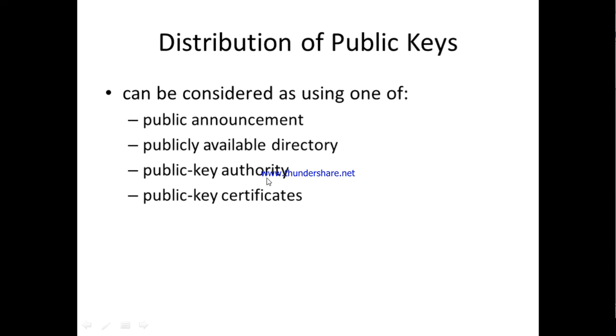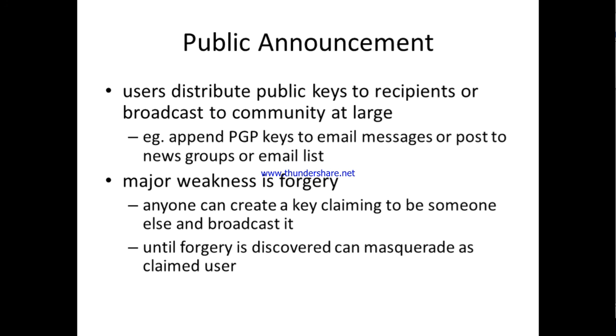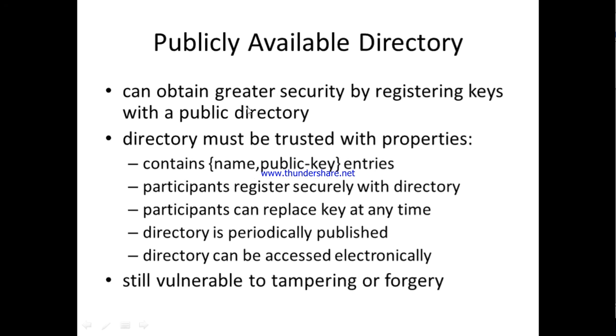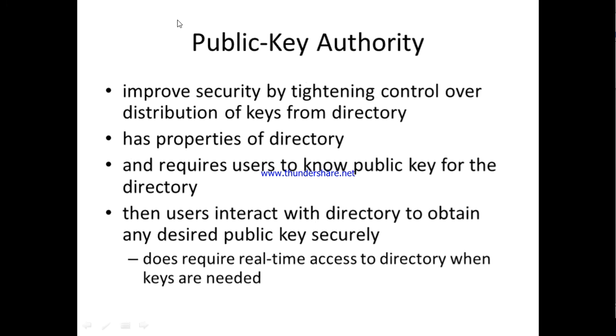Okay, so public key authority: you maintain one authority that is distributing the public keys, or else use certificates. Public announcements: distribute public keys to recipients or broadcast to the community at large. I already told you, we are going to announce publicly, or maintain a directory. A trusted party has to maintain the directory of who the recipients are and what their public keys are, but it is vulnerable to tampering or forgery. Whoever wants to use the directory can tamper with it. So that is what is problematic in this one.